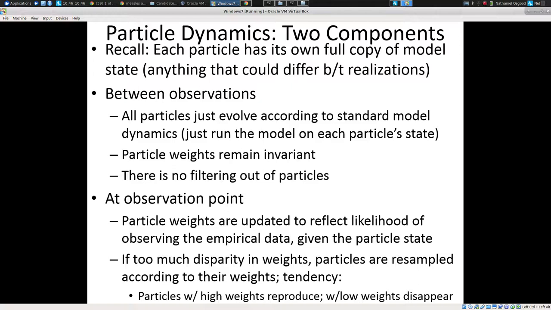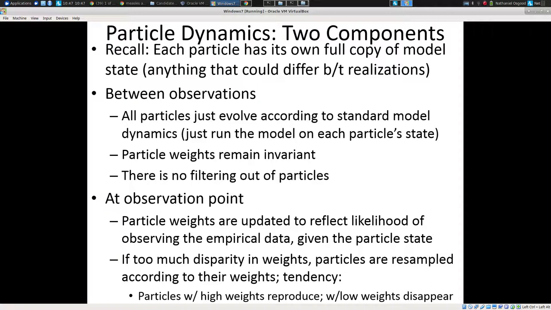So there's basically two modes of evolution associated with these particles, and I distinguished them before in response to a question, but I want to emphasize it. Each particle has a full copy, as we said, of model state, and between observations, the particles simply evolve according to the logic of the model. So the logic of the model says susceptible people can get infected, and when they get infected, they go into exposed, and go from exposed to infected, and eventually infected people recover, etc. And so between the observations, between when new data comes in, each particle's behavior is governed by those rules.